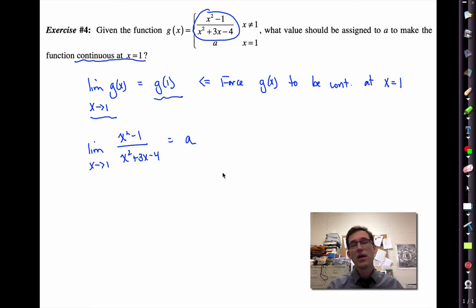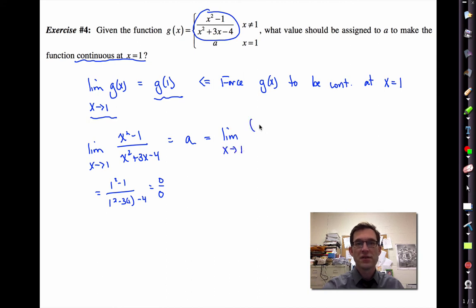Now remember, our first choice always is to do substitution. So if I substitute here, I'd have 1 squared minus 1 divided by 1 squared plus 3 times 1 minus 4, and that will give me 0 divided by 0. Oh, okay, no problem, because that means that a limit technique kicks in. Specifically, my trick of factoring and canceling.